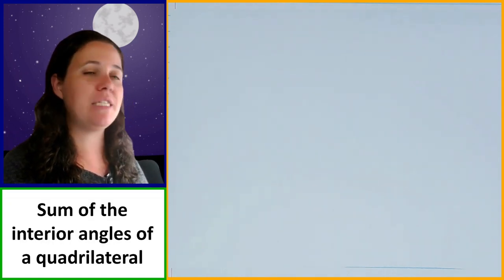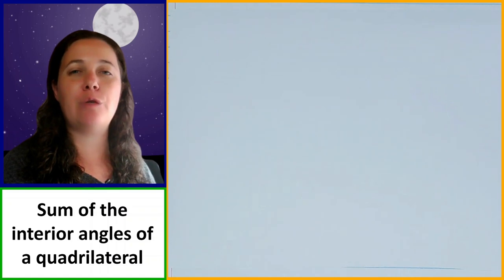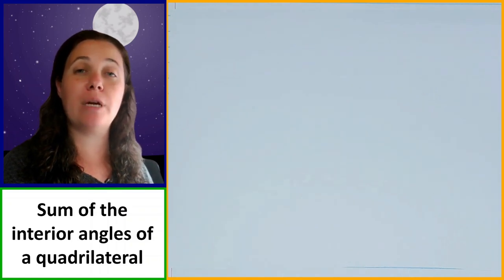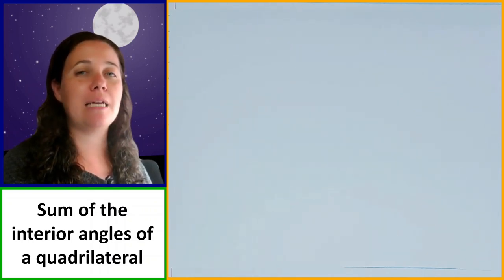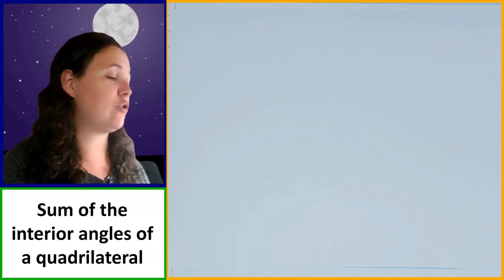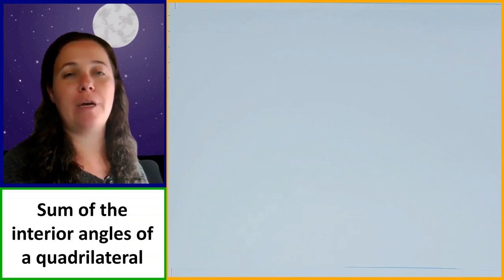So first, before we get onto the different types of quadrilaterals, let's take a look at the sum of the interior angles of a quadrilateral. Now, we've already learned about the sum of the interior angles of a triangle, and this is going to be a very similar concept. Just like with a triangle, all triangles, the interior angles add up to 180 degrees. The same concept is going to apply for a quadrilateral, but it just won't be 180 degrees.